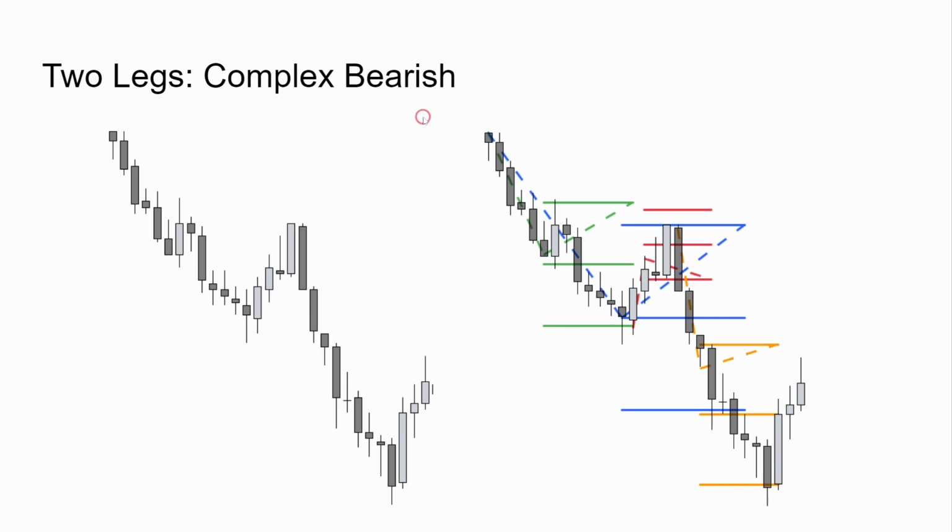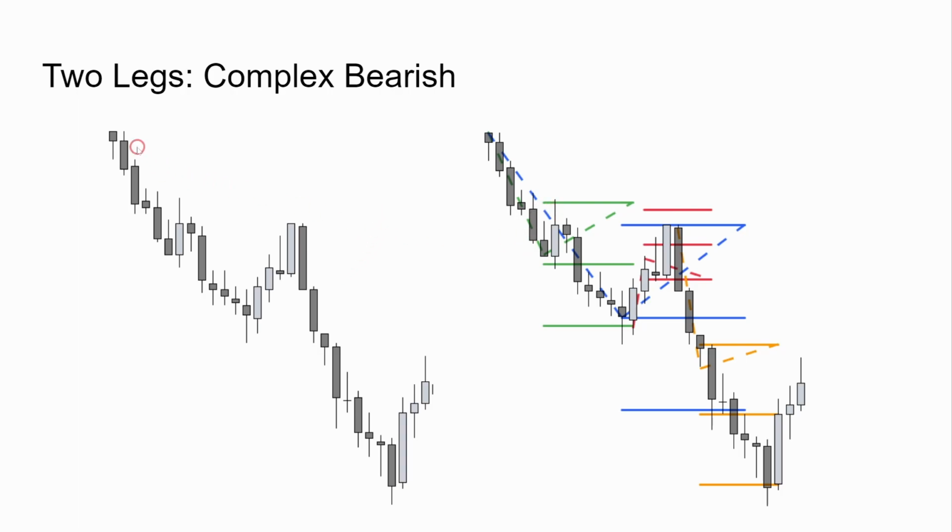Two legs, complex, bearish. Same chart again. The first big two-legged move I pulled from the top here, so the blue line to the bottom to the top of the pullback, the trend line break. The top here to the bottom to the top here, and this bullish move is a trend line break, and that also has its own two legs.